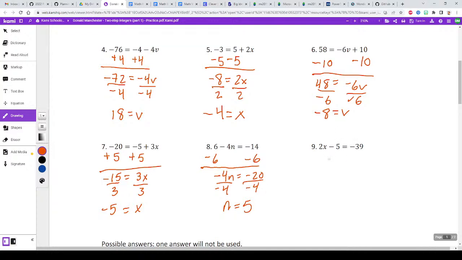Here we have a negative 5. The opposite of a negative 5 is a positive 5, so we add 5 to both sides. That gives us 2x equals negative 34. We divide both sides to undo multiplication. When we divide a negative by a positive, that's a negative, so we have negative 17.